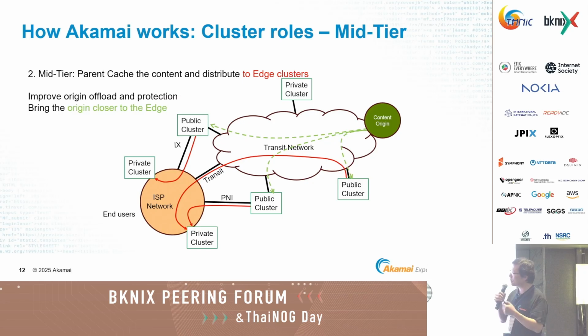And then I mentioned that other than the edge, we also have a parent, because the edge traffic doesn't go directly to the origin. It usually goes to another cluster. Those clusters are the mid-tier. So the edge traffic will usually go to a public cluster, and then the public cluster will go to the origin. This will maximize the offload. So not all edge traffic goes to the origin. Otherwise, the origin will be overloaded with a lot of origin requests.